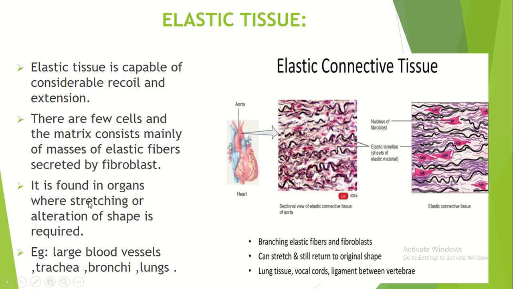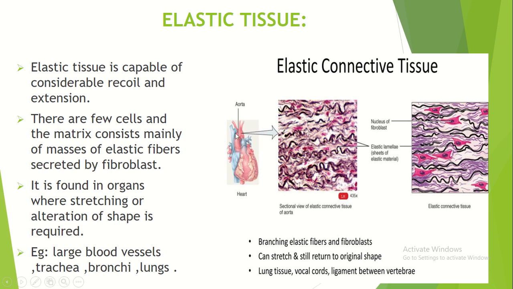It is found in organs where stretching and alteration of shape is required. Mainly it is present in places where stretching and alteration of shape is needed. Examples are the large blood vessels, the trachea, bronchi and the lungs. These are the three examples I am giving, the places where we can see it. Mainly the aorta, the large blood vessel of the body which carries blood from the heart to all the parts of the body.